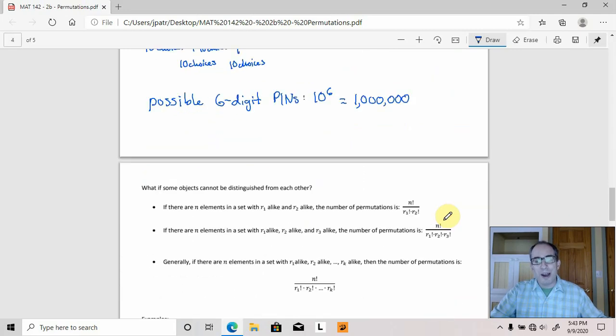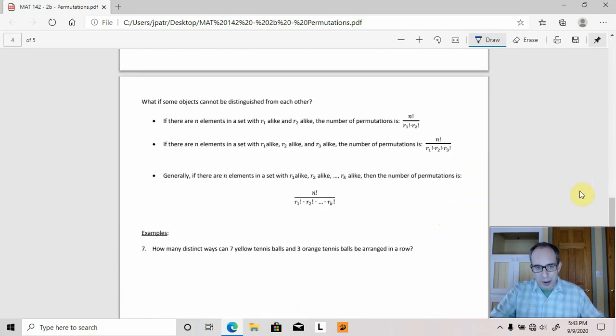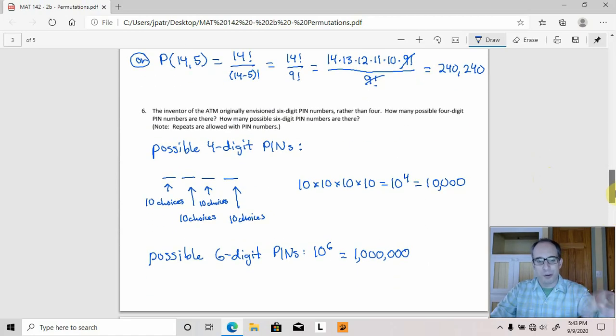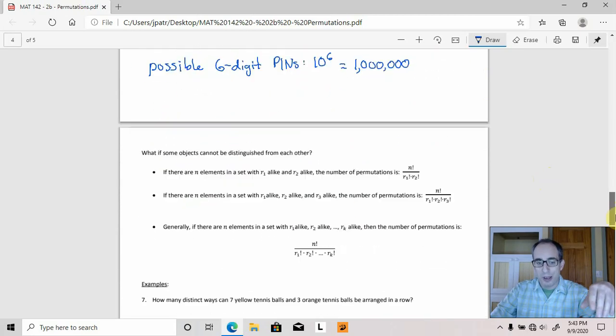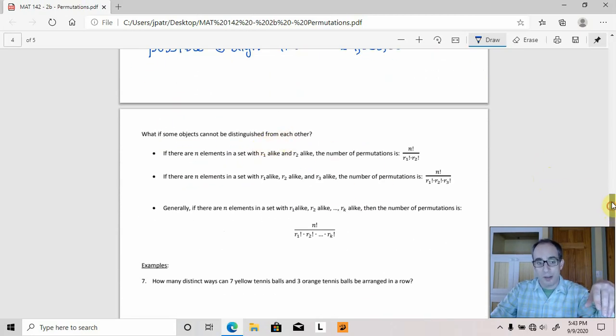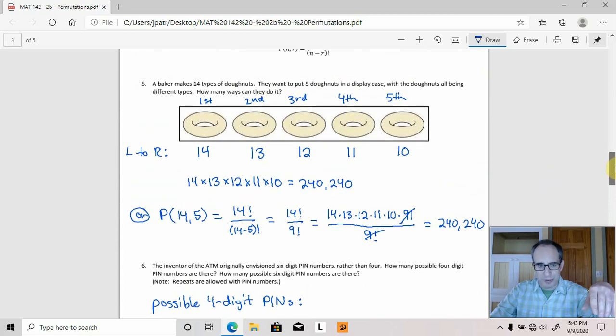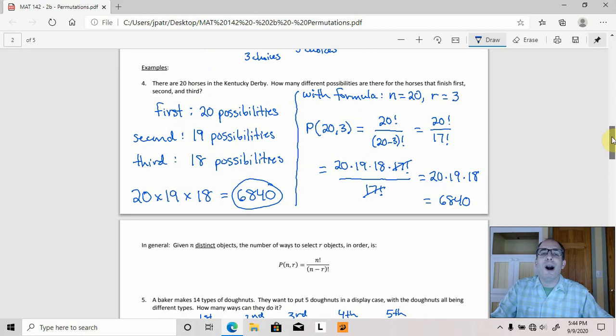All right. Now we get into the wrinkle. What if some objects can't be distinguished from each other? So number 6 was just to throw in another one where repeats were okay, but this is sort of in comparison to 4 and 5. Because if I go back to number 5, all the types of donuts are different. You could distinguish them from each other, right? Like a jelly donut doesn't look like just a regular glazed donut, right? You go, yeah, those are different donuts. You can distinguish them from each other.